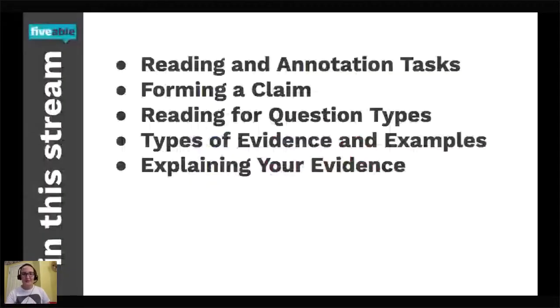All right, here's what we're doing today. I'm going to talk about reading and annotation tasks. I'm going to review just a little bit, because the last time I was on here about 2 weeks ago, I talked about how to actually read a prompt. I'm not going to go into much detail with that, but just a review. But then also talking about how to annotate and what you should be annotating for. Talk about forming a claim. I will use the word claim and thesis interchangeably. Some of you probably learned the word claim; I always taught it as thesis, and I know that students learn 2 different ways. So that's what I'm talking about here.